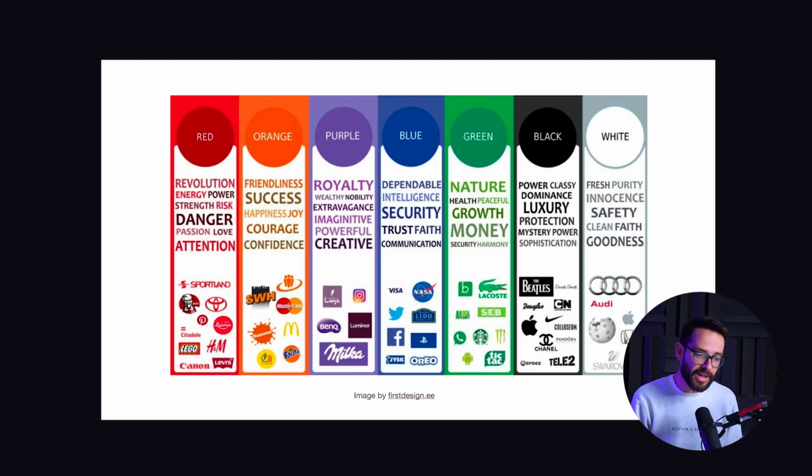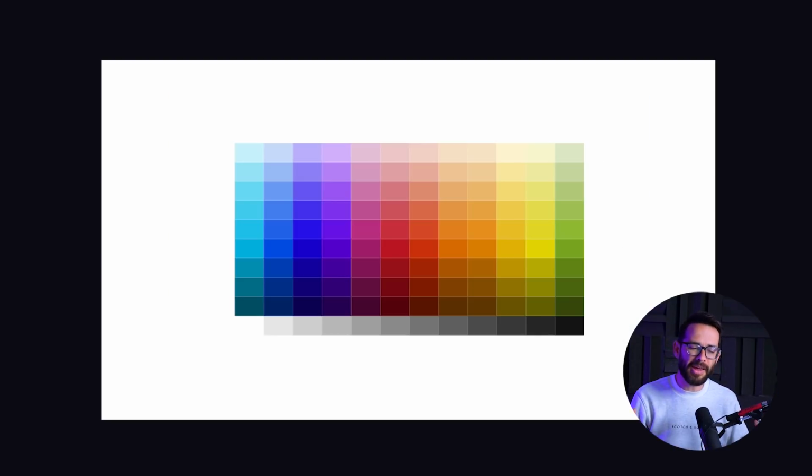And that's why the brands that you're seeing here on the slide are choosing these colors, because the meaning of this color and these associations are in line with the message and the story that they are trying to communicate. And so this is a very simplified diagram. Of course, there are many more colors and variations and shades, and each of them tells a little bit of a different story.